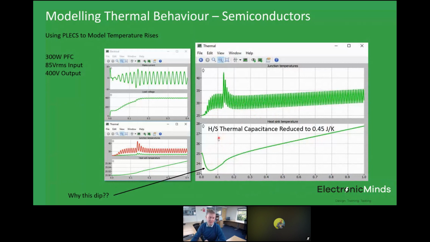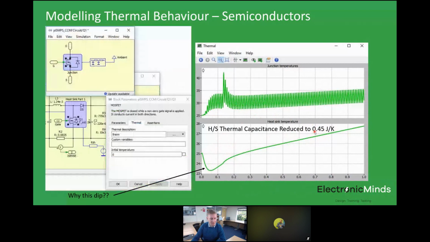Initially, I saw the heatsink temperature dip, and it doesn't make any sense for that to happen. What I have done here, though, for this particular simulation, to make the temperature of the heatsink change more quickly, I reduced that thermal capacitance by a factor of 100. So I made it far more quick to respond to heat being put into it. And it took a bit of looking to work out what was going on here.